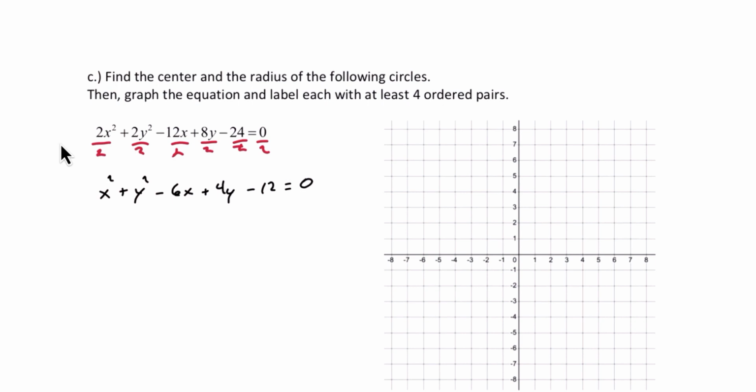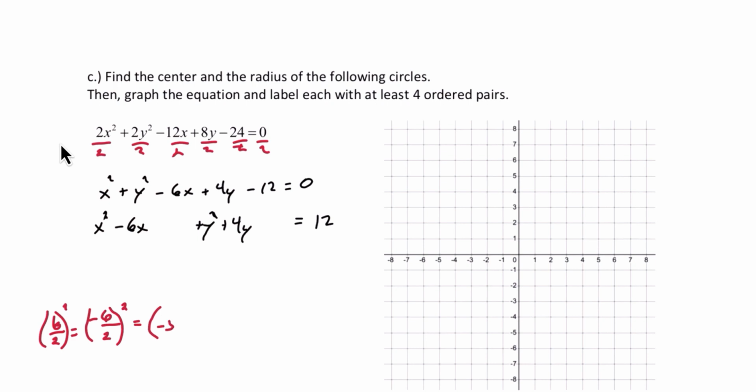From here, group the x terms together, leave a blank spot, put the y's together, blank spot, and add the constant, add that 12 over. Next, complete the square on the x's, b over 2 squared. B is negative 6. Negative 6 divided by 2 is negative 3. Negative 3 squared is 9. That's what we add in on the left. And again, we need to do the same thing on the right side.